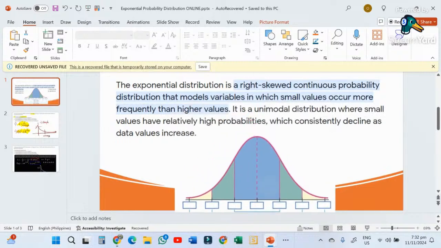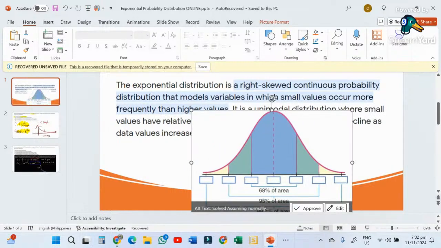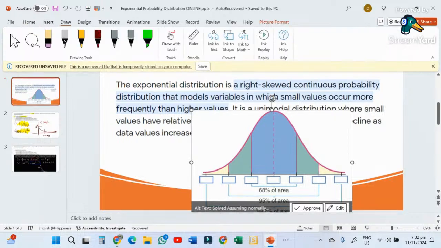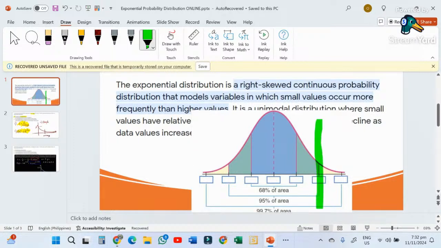Right. For the normal distribution, you have the complete bell shape, the bell shaped curve, right? Now, in the exponential, you will be concentrating on this part. Okay, so it says here that exponential distribution is a right skewed continuous probability distribution that models variables in which small values occur more frequently than higher values.